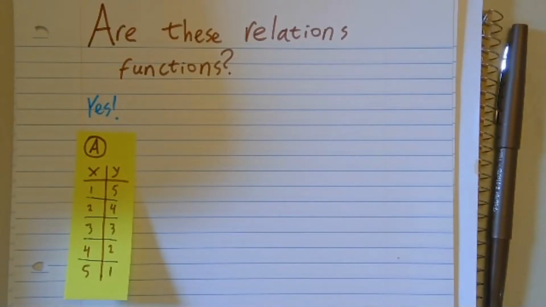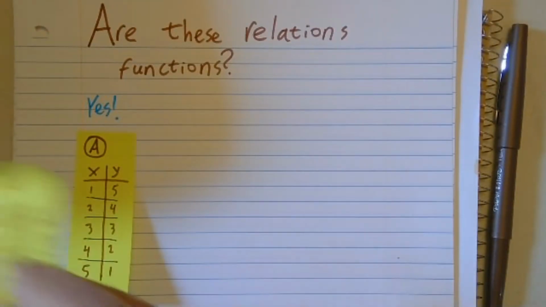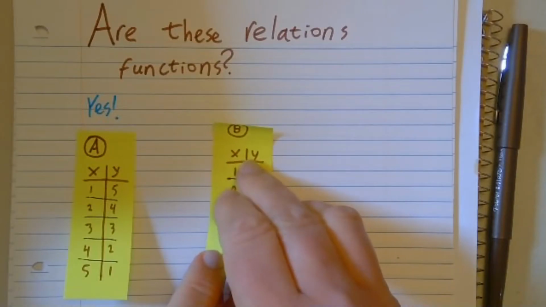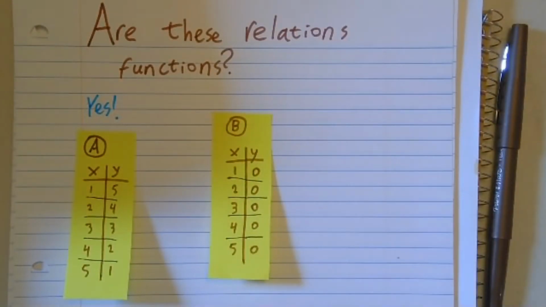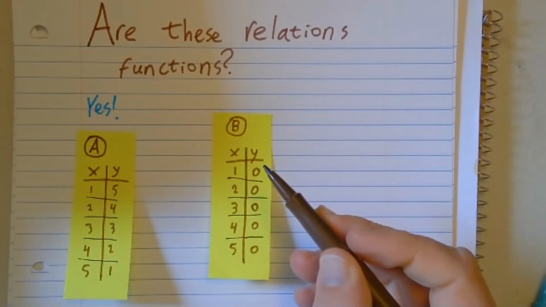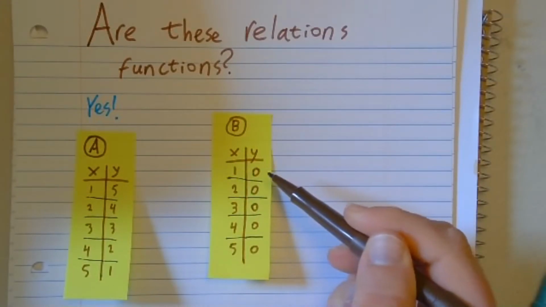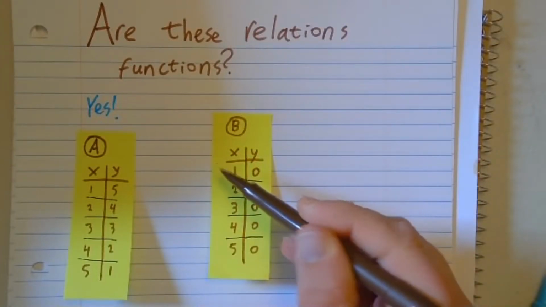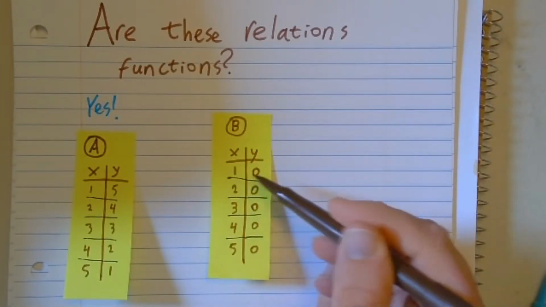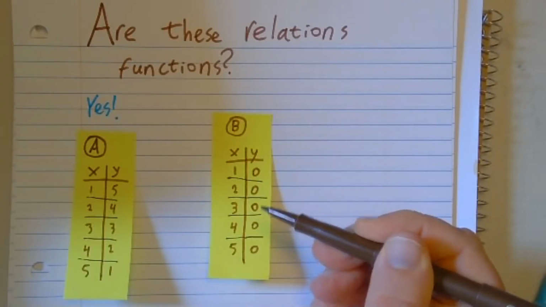What about this one? Go ahead and pause the video and develop your own idea about whether or not this relation counts as a function. Okay, so this one, let's go through it. If I put in a 1, is it consistent? Yes, it gives me a 0. There's nothing else that could happen if I put in a 1. It's definitely going to give me a 0 out.